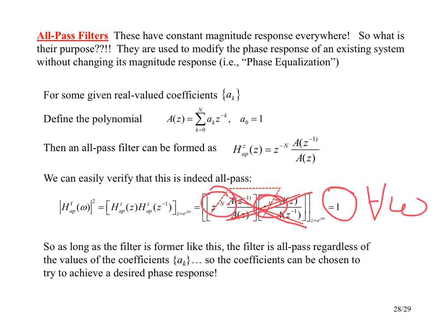So as long as we form the original filter like this, regardless of the values of the a sub k's, we'll always get an all-pass filter if we form our overall transfer function this way. So that means we're free to pick any set of a sub k's, and we would pick those to achieve whatever phase function is desirable and still achievable with this form.